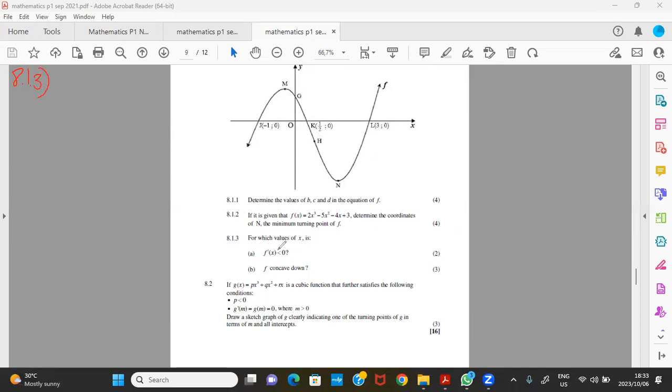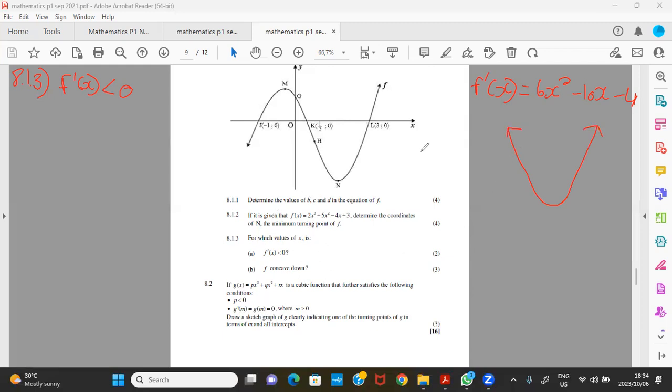So they say, for which values of x is f prime x less than 0? So don't forget, we did get our f prime x. Let me just rewrite it again. It was 6x squared minus 10x minus 4, right? So already this is a parabola with a smiley face.